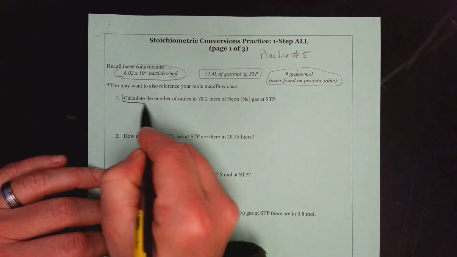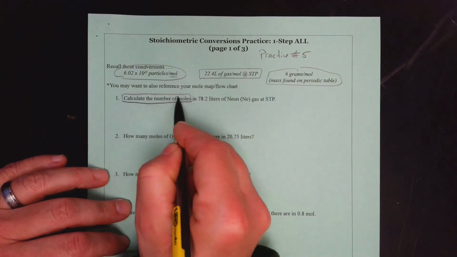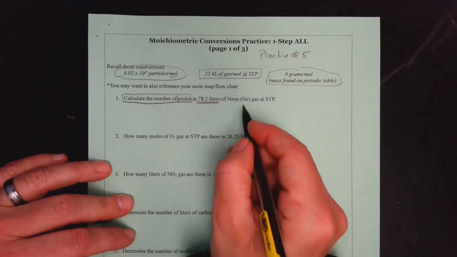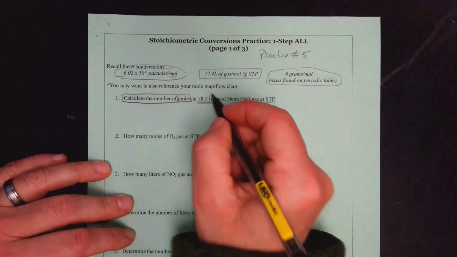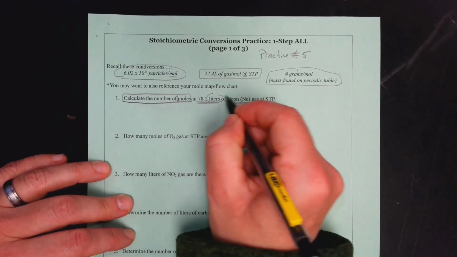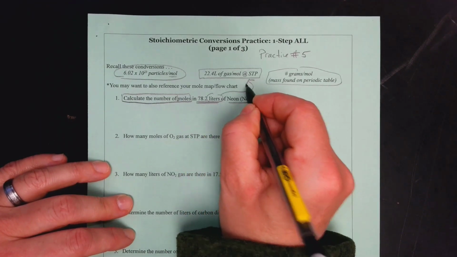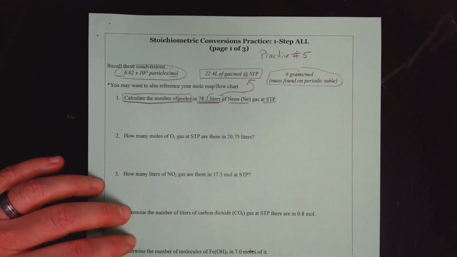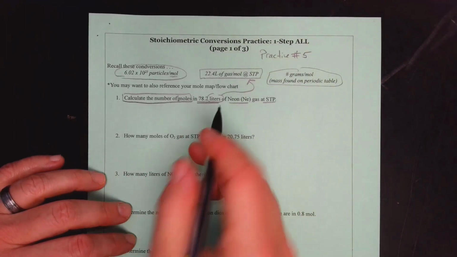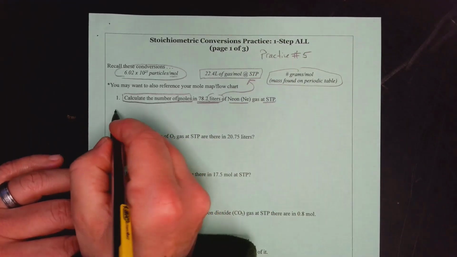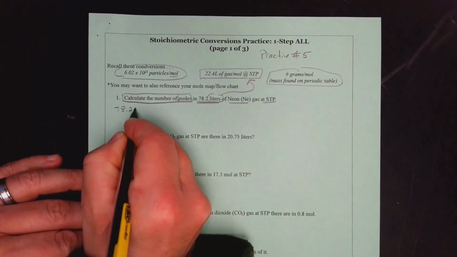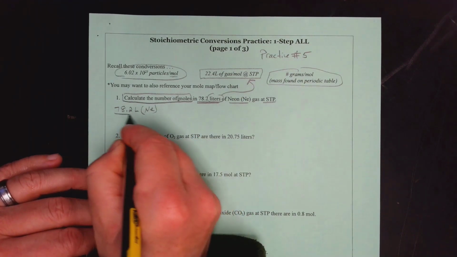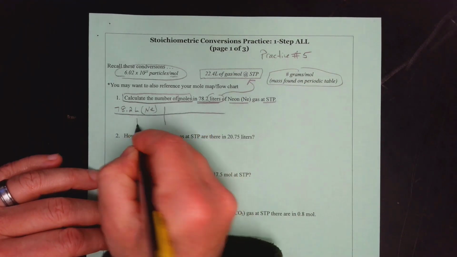Number 1, I have to calculate the moles. So I know I'm finding the moles of something, and I'm given 78.2 liters of neon gas at STP. The fact that I am dealing with liters tells me that this is a volume problem, which means I'm going to be using that 22.4 liters per mole constant. So like any problem, I start with what I'm given: 78.2 liters of neon. That's all I need to start with. I'm going to set that over 1.